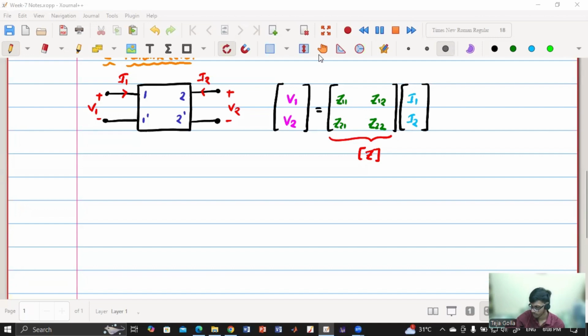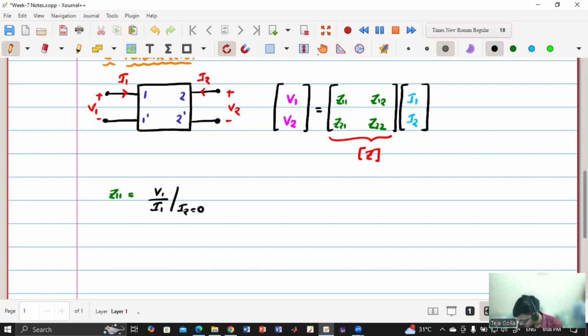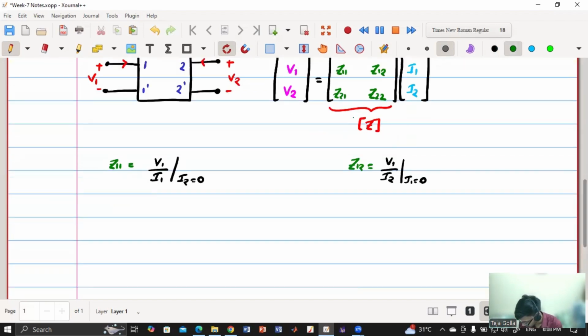Okay. So now let us define Z11 and Z12, as we defined Y11 and Y12. This definition is very important because in the assignment they'll ask what is Z11. You have to understand that it is V1 by I1 when I2 equals 0. We need to know this because in the exam they will not define Z11, Z12, as they are already defined by sir. We have to follow the same convention, and in any university everyone follows the same convention for Z11, Z12, everything.